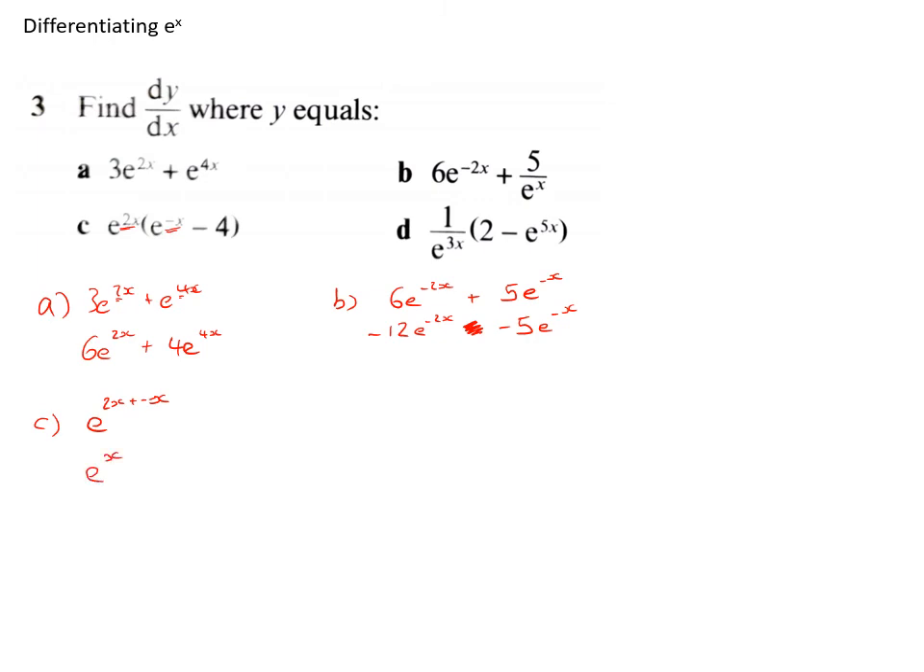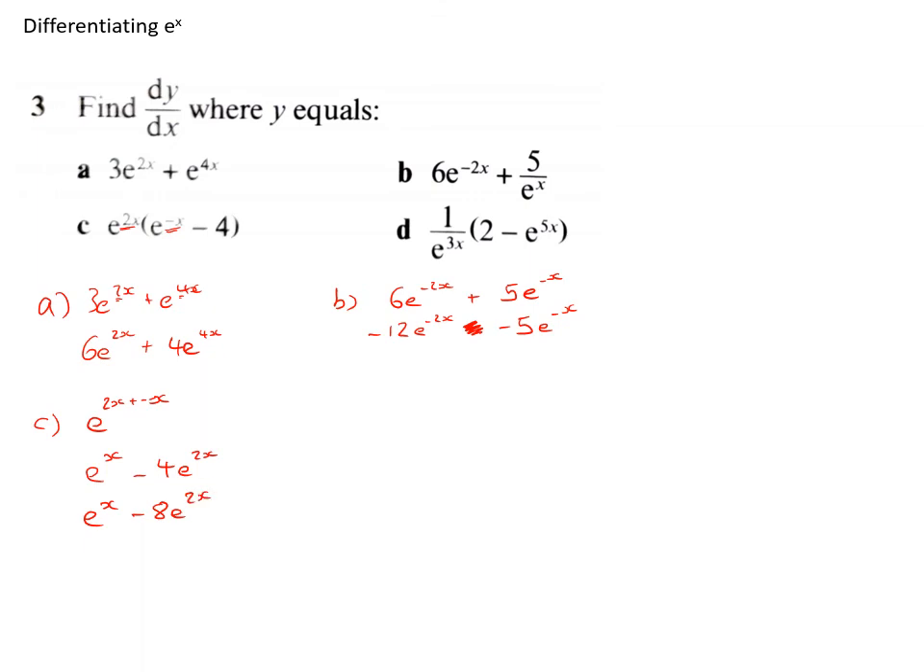Then I've got a minus 4 times e to the power of 2x, so that's going to stay the same, minus 4e to the power of 2x. And then I could differentiate by bringing the powers to the front. Well, this one's going to stay the same. And this one I bring a 2 to the front, so minus 8e to the 2x.